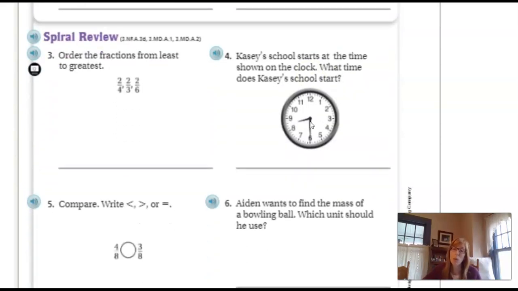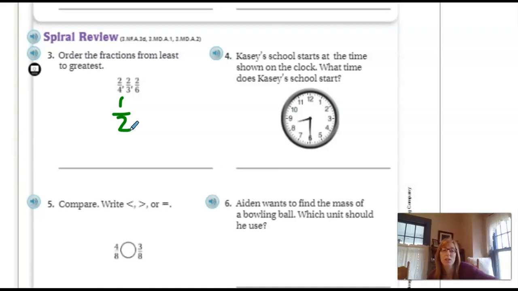For our spiral review, which reviews everything from the past, you should have order the fractions from least to greatest. So if we look at it, we can see 2/4 is also equivalent to 1/2. We can see that 2/3 is actually larger than 1/2. And then you can see 2/6 is less than half because you'd have to have 3/6.